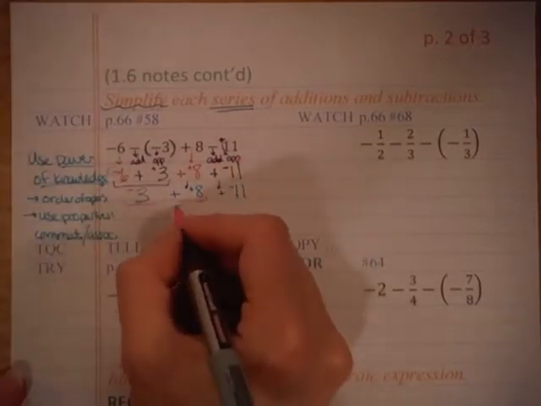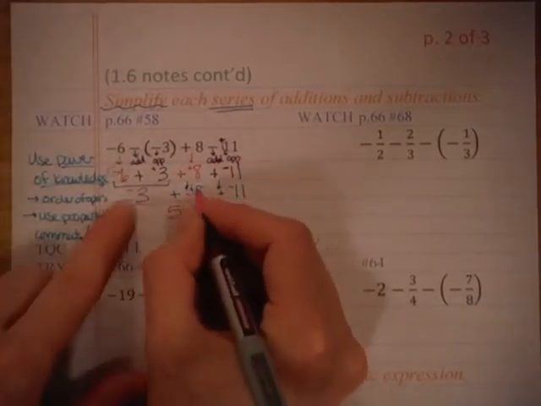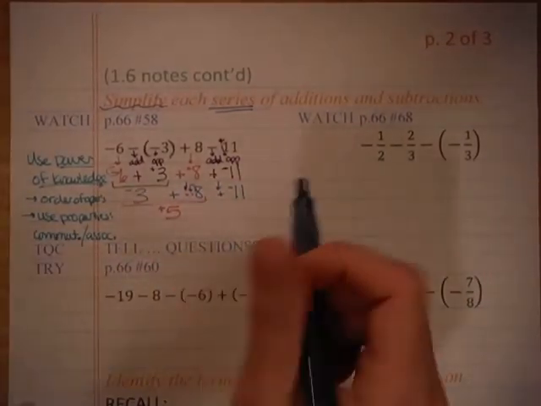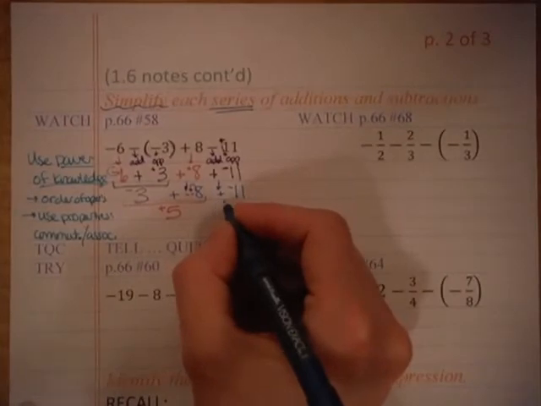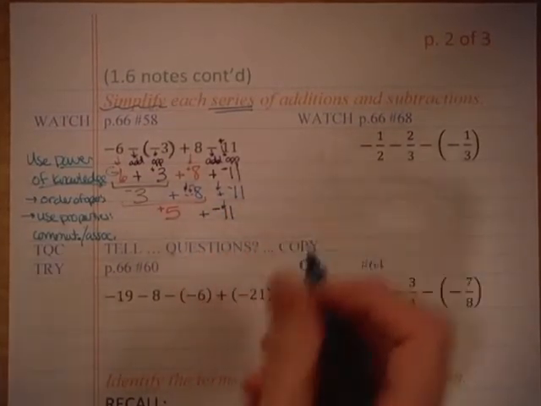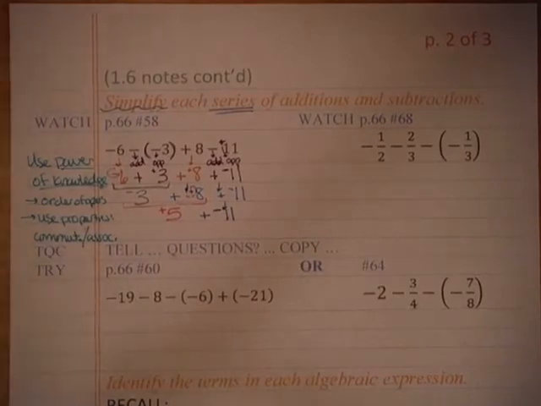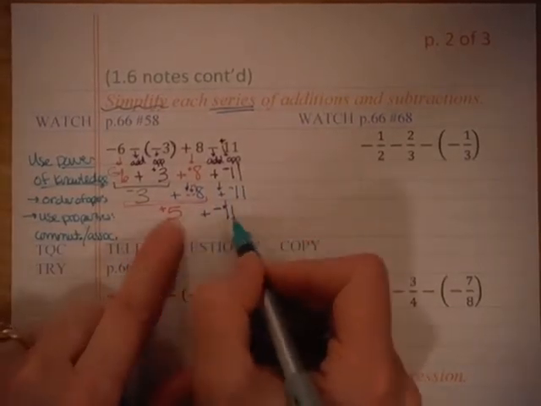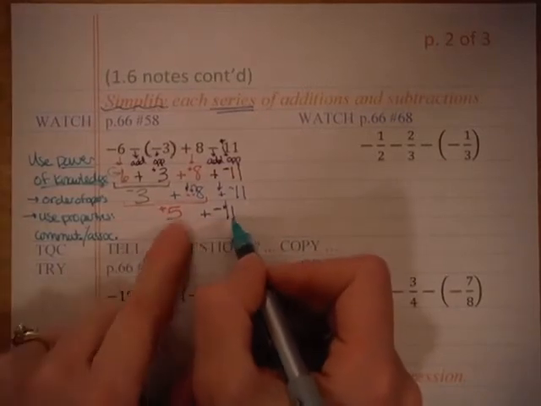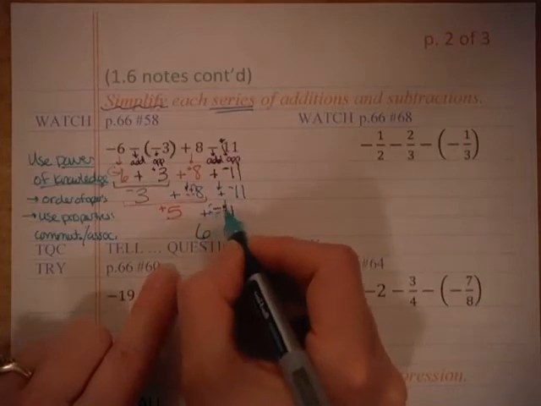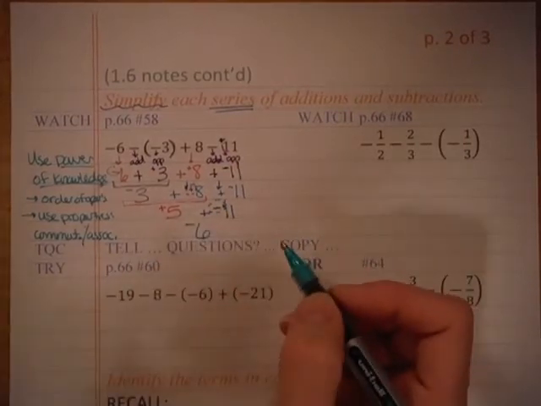8 minus 3 is 5. I keep the sign of the bigger number, so this is going to become a positive 5. And then I continue to just bring everything down. I've got a plus a negative 11. Plus a negative 11 here. And one last set of addition. Signs are different. We've got positive 5 plus a negative 11. So we subtract. I get 6. 11 minus 5 is 6. I keep the sign of the bigger number. This answer is negative 6.